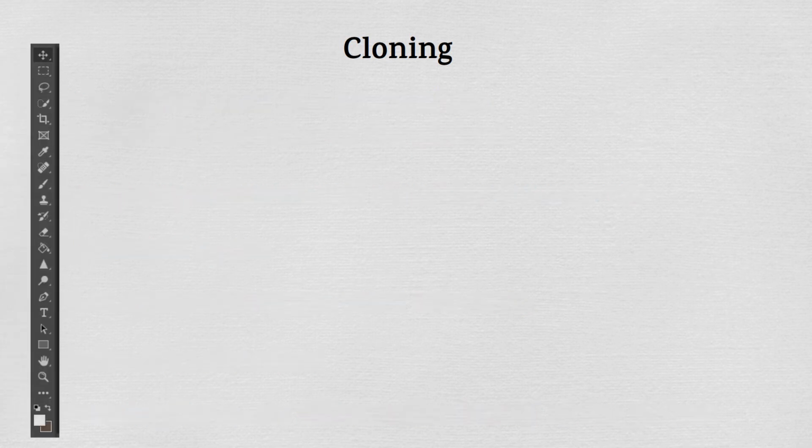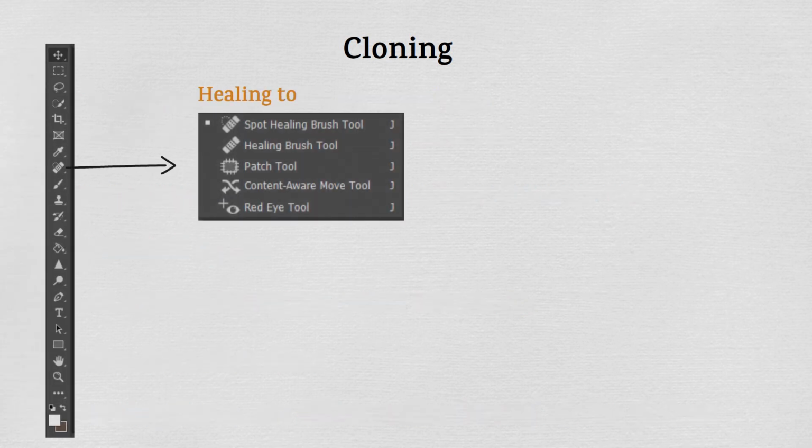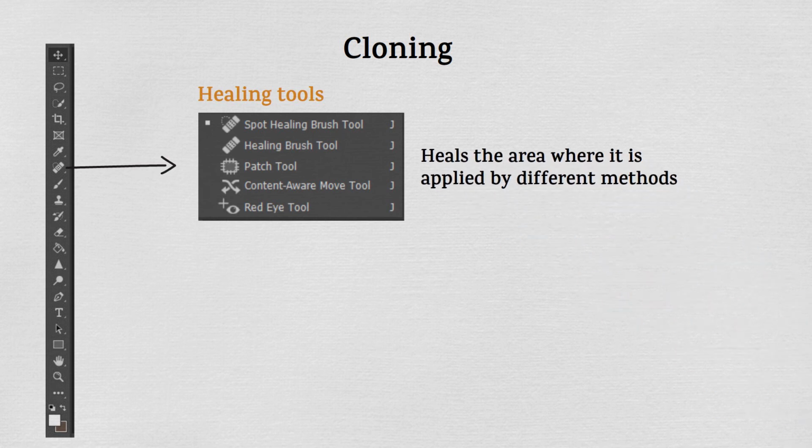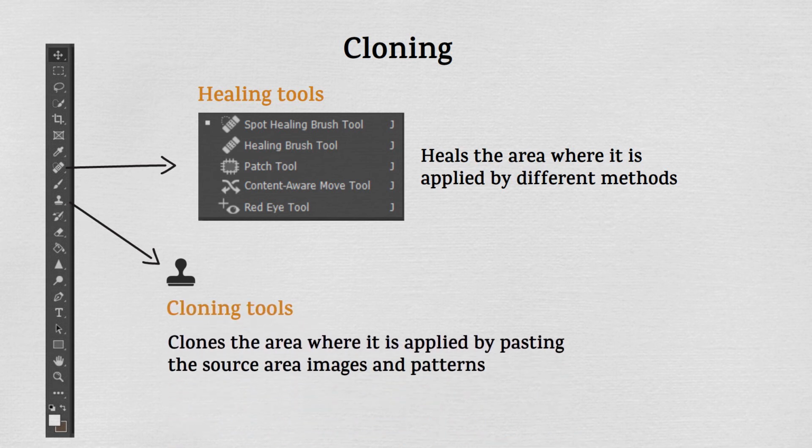The tools used for cloning are the healing tools. There are various healing tools like the Spot Healing Brush tool, Patch tool, Content-Aware Move tool, or even the Red Eye tool. The Red Eye tool is used when you use flash and the subjects have a red spot in their eyes. You can use it to remove that. And then there are basic cloning tools, where you select a part of the image and paste it on another part of the image to remove blemishes.